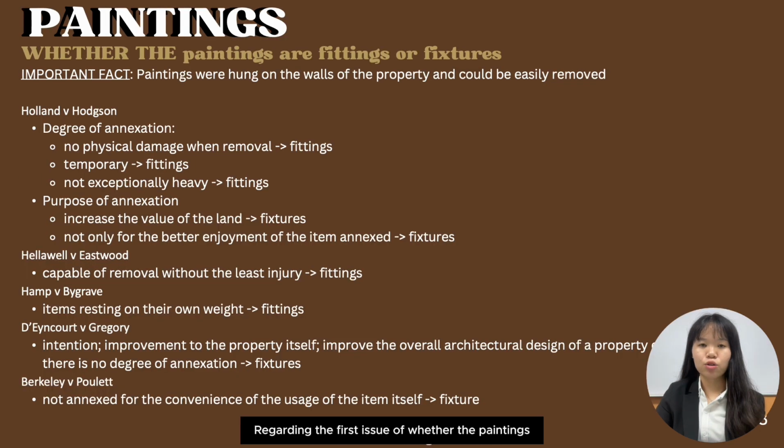Regarding the first issue of whether the paintings in question are fittings or fixtures, the important fact here is that the paintings were hung on the walls of the property and could be easily removed. Applying the degree of annexation test from the case of Holland, there will be no physical damage during the removal of the paintings, as the paintings could be easily removed. They are attached to the wall in a temporary manner and they are not exceptionally heavy.